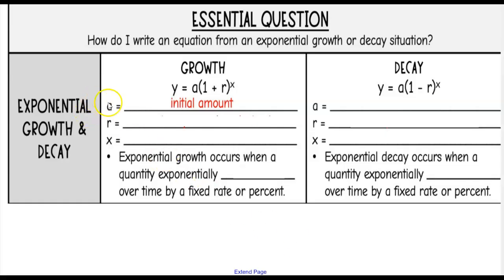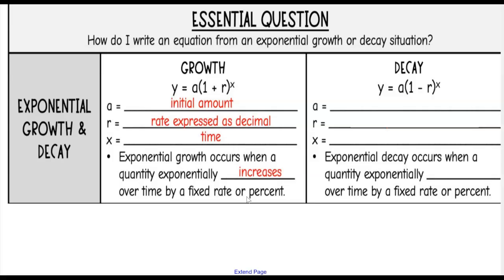The A represents the initial amount of whatever we're looking at. The R represents the rate expressed as a decimal. So whatever percentage or rate, you express it as a decimal. Okay? And X represents the time of how long it takes to grow. Exponential growth occurs when a quantity exponentially increases over time by a fixed rate or percentage.